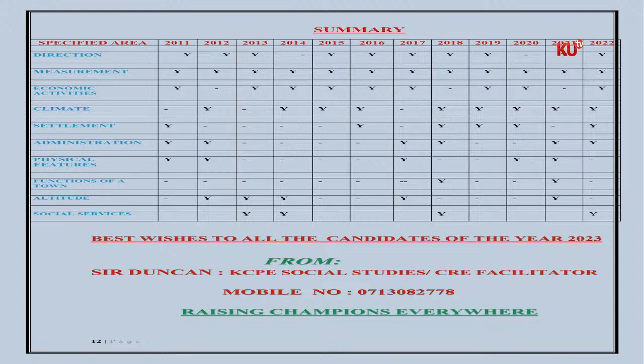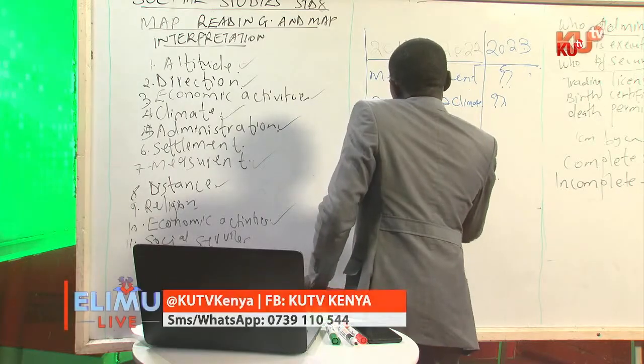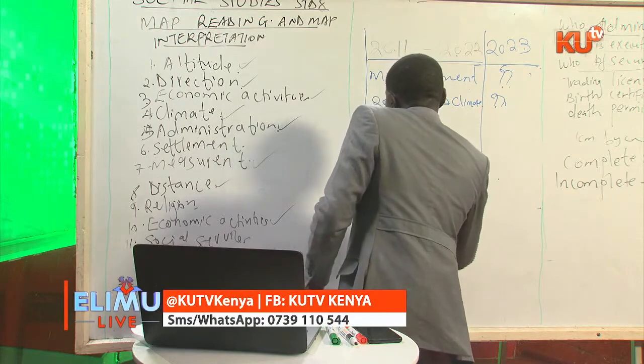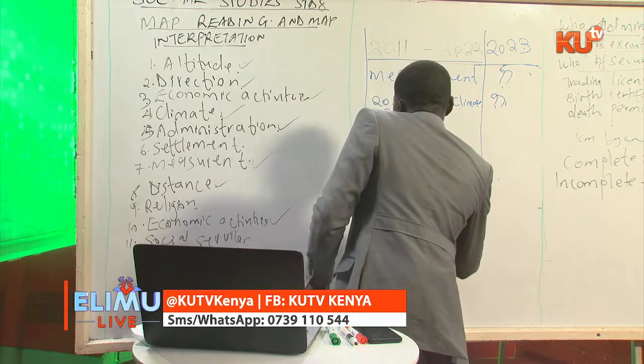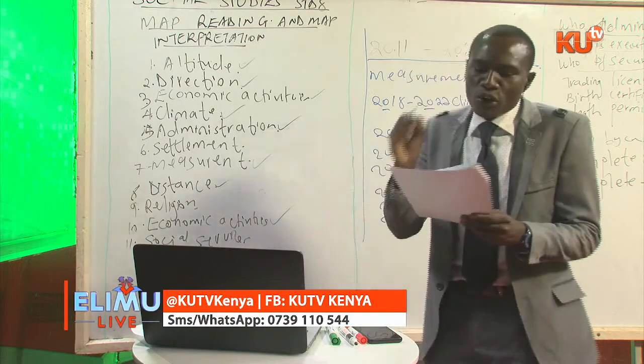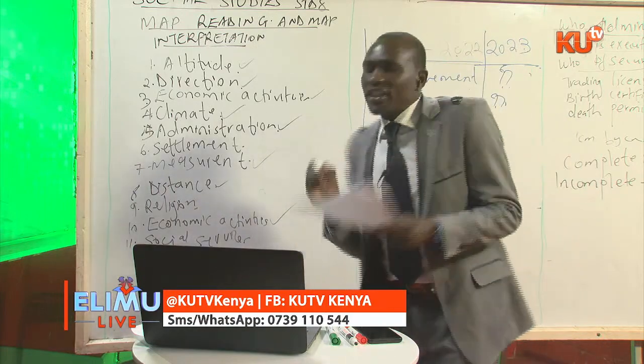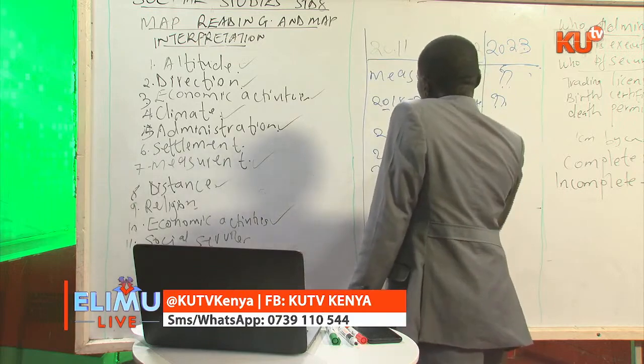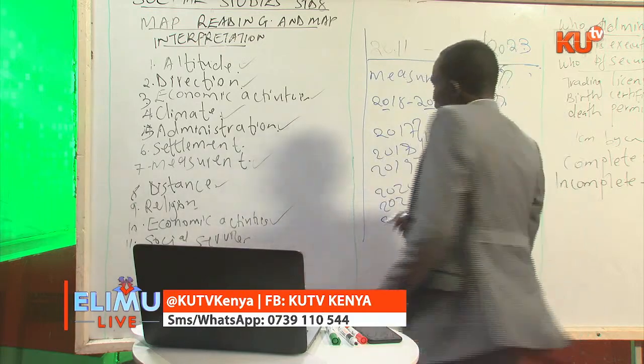Meaning, from 2017, 2018, 2019, 2020, 2021, and 2022. Look here, we're looking at administration. 2017 and 2018, yes, it came.